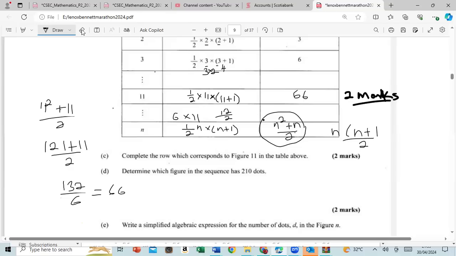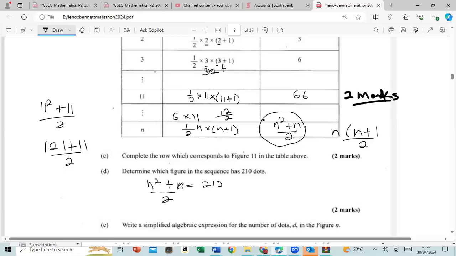Alright, they say now determine which figure in the sequence has 210 dots. Wouldn't we just equate it to 210, guys? Because that's how we got the 66. And the same approach we're supposed to be taking. Let me see if we can figure it out. So I'm using this formula here, n squared plus n over 2, and that must give me what was the figure again? 210, yeah.